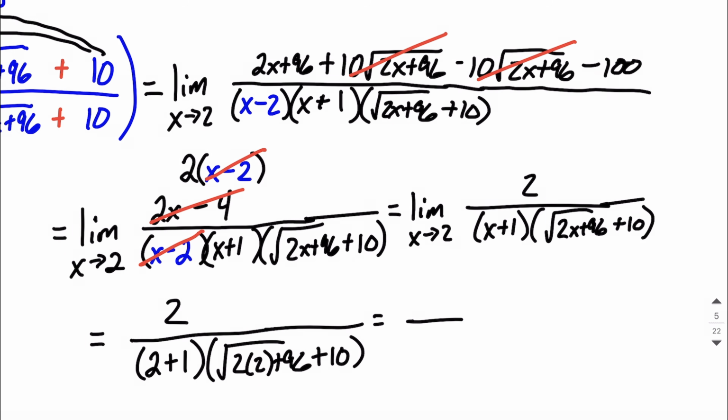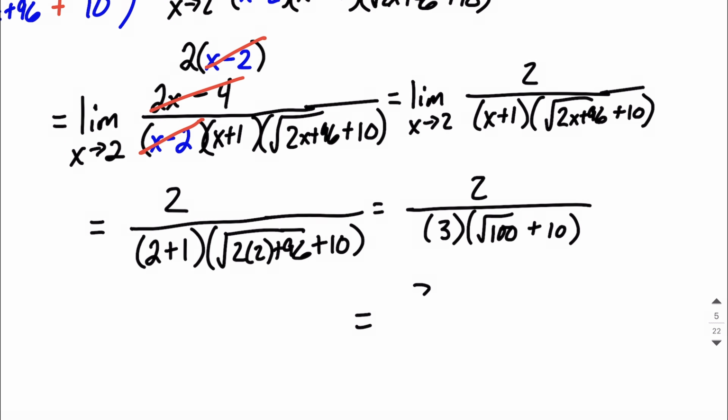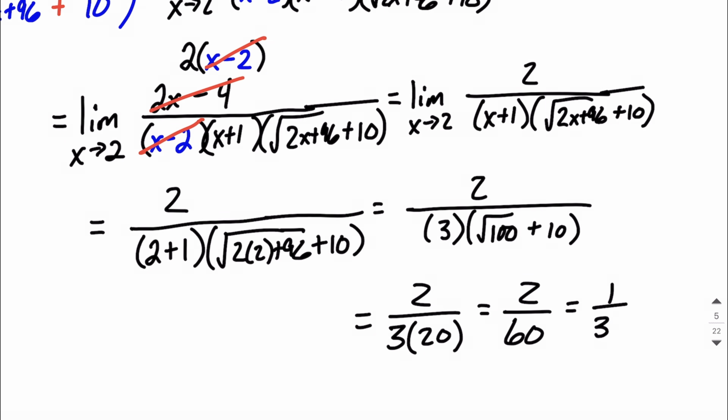And let's think about what reducing this will have. Still have 2 in the numerator, but I think we end up with 3 times the square root. We've got 4 plus 96 all underneath the square root. So that's going to be the square root of 100 plus 10, bringing that along, which will further reduce to what? 2 over 3 times 10 plus 10, or 20. So 2 over 60, or best answer possible, lowest terms here, 1 over 30. All right, so that's going to be our limit as we've gone through all the steps to get there.